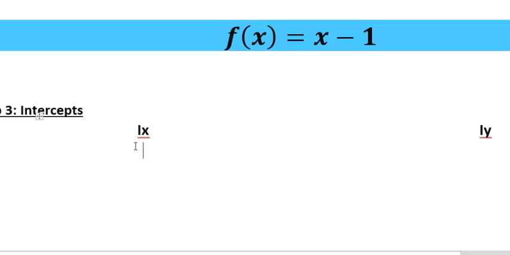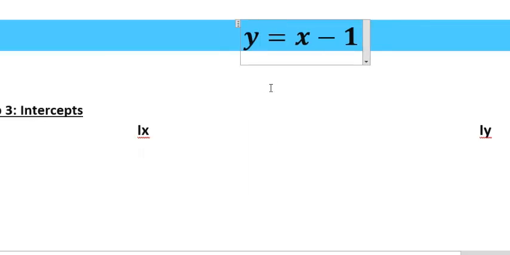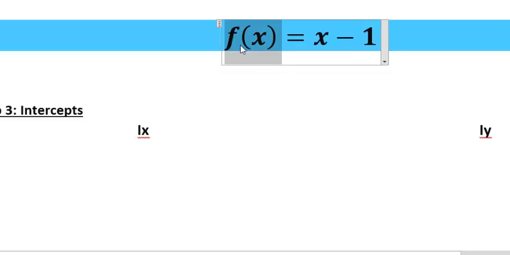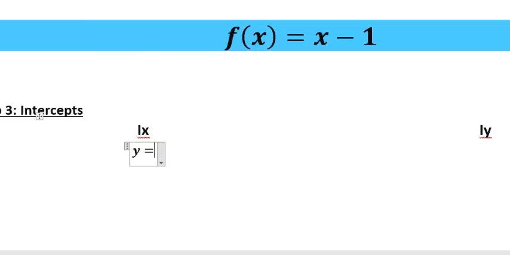Remember that we need to put the formula of the exercise to find the intercept, but in this case I'm going to put the formula of the exercise using letter y. Instead of f(x), I'm going to put letter y. Why? Because both things mean the same thing. Either you have y or you have f(x), it is basically the same thing. In this case I'm going to use letter y, so I'm going to put y equals x minus 1.